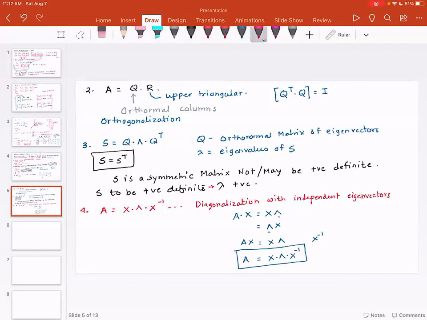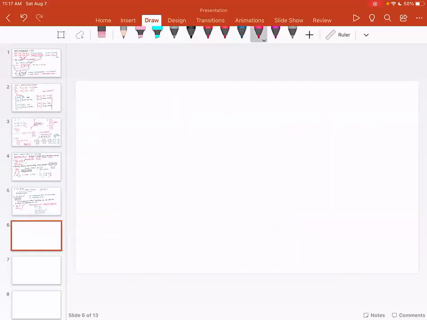And this is only possible, which is very important, if it has independent eigenvectors. So if your matrix is a 3 by 3 matrix, it needs to have rank equal to 3, only then this diagonalization is possible. So you should have 3 independent eigenvectors.